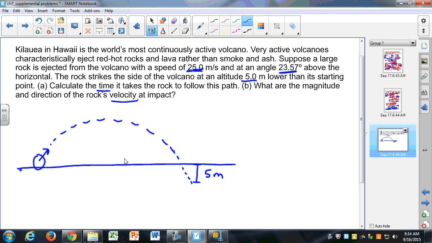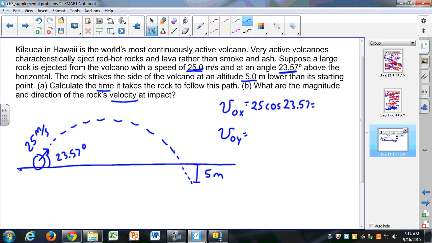So again, every projectile motion problem is different depending upon the scenario that you have. And in this case, this is how it's different. I know that I'm at 25 meters per second, and I'm at an angle of 23.57 degrees. Just go ahead and get it out of the way to calculate your Vx and your Vy, V naught x, V naught y. I get 23 meters per second. V naught y is 10 meters per second. That's going to be 25 sine of that angle.